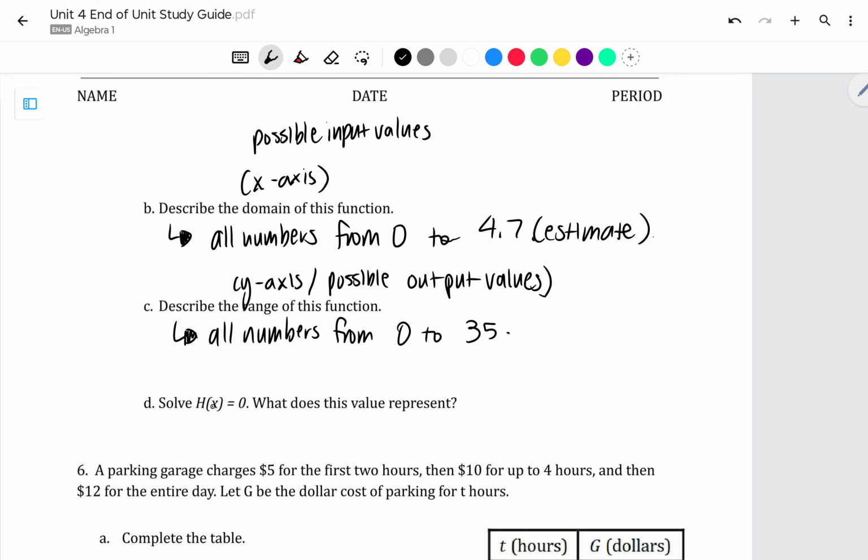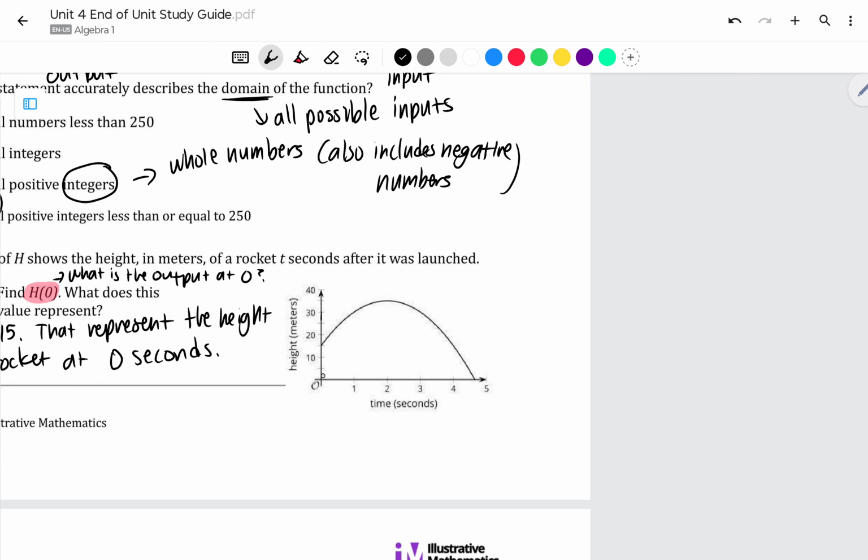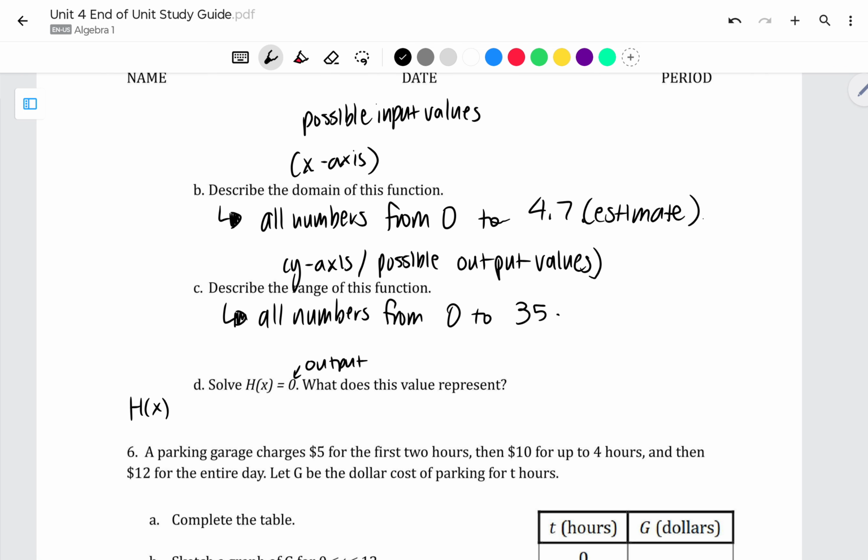Solve h of x equals 0. So the output is 0. What does this value represent? When is the output 0? The output is 0 at about 4.7. So h of x equals 0 when x equals 4.7. This represents the time of the rocket reaching the ground.